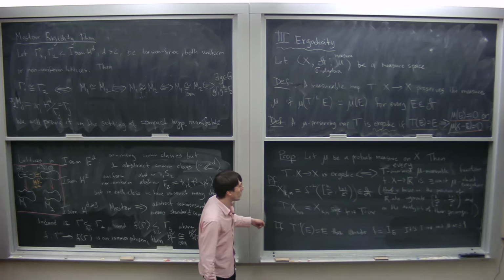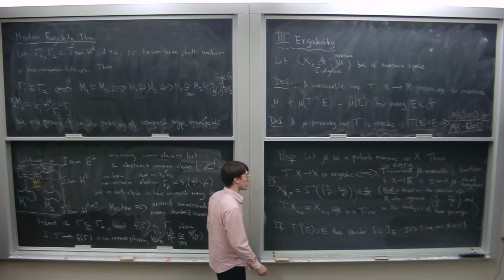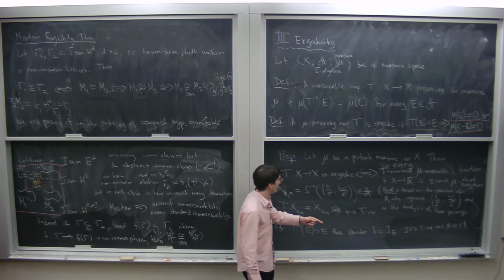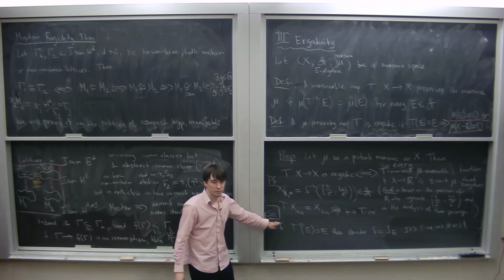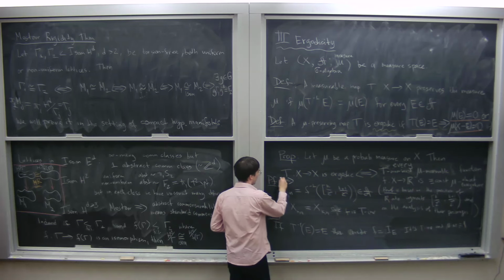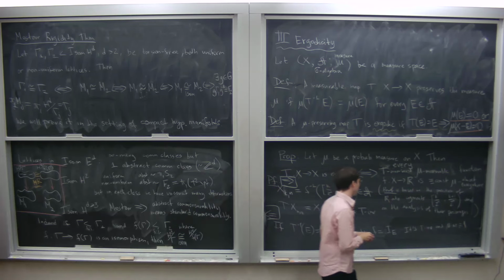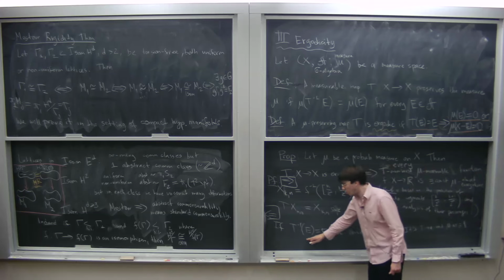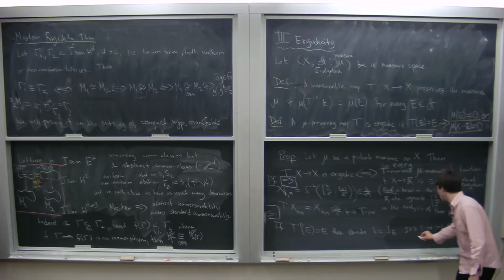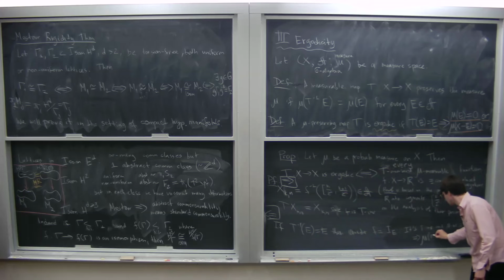Which direction is this? Well, this is from right to left, right? And here, mu almost everywhere is equal to 1, and thus it means that the measure of E is equal to 1.